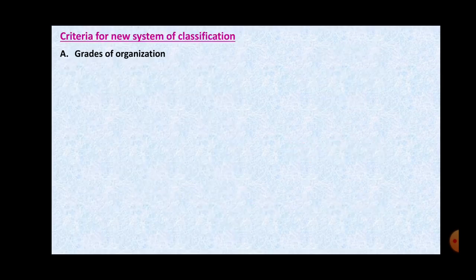Whatever classification we studied was in practice till a new 5-kingdom classification system was introduced by Robert Whittaker, wherein all the multicellular animals are included in kingdom Animalia. This we have studied in lower grades.